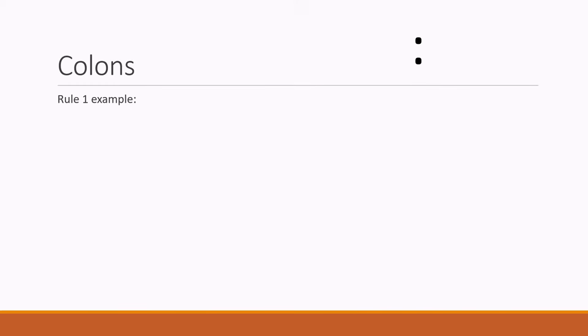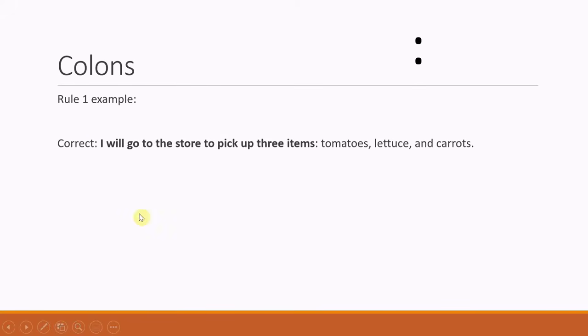Let's give an example of what I was just talking about there. So I will go to the store to pick up 3 items: tomatoes, lettuce, and carrots. Notice, before that colon, I will go to the store to pick up 3 items. That's a complete sentence. Makes sense on its own, so I'm okay to use this colon. And you'll notice in this case, it's a list that I'm using.